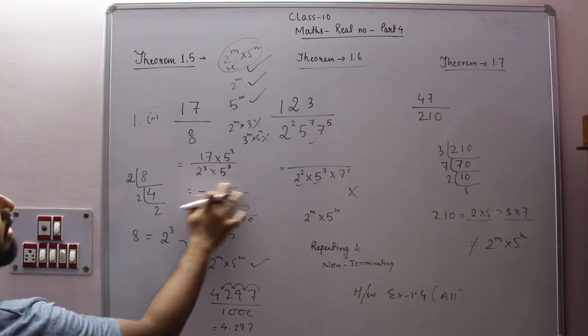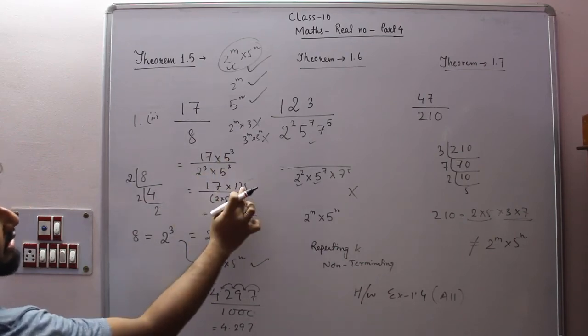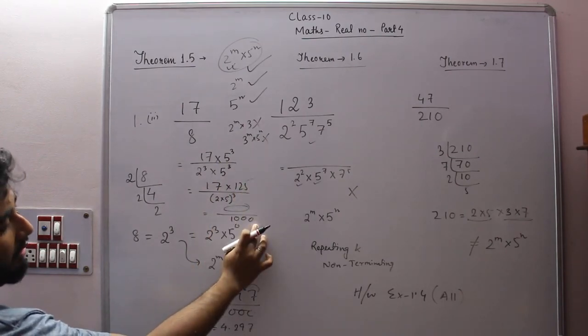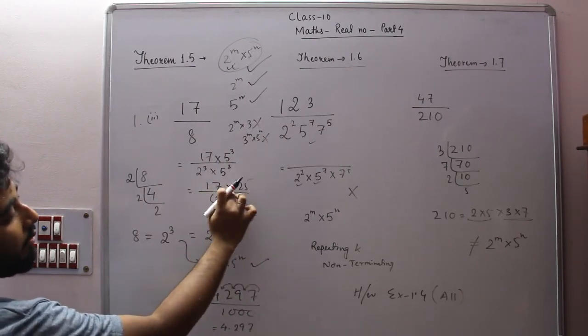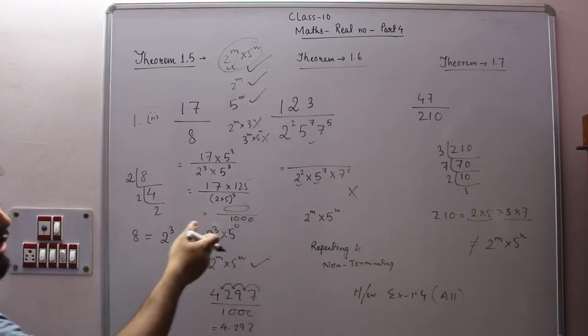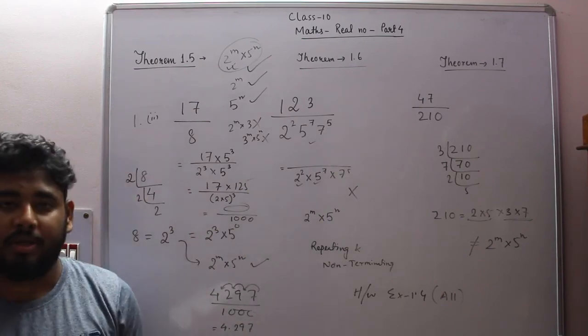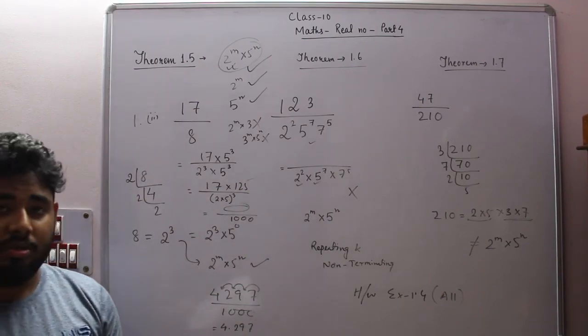Here what will you write? 17 into 5 power 3 means 125. You multiply this, divided by 1000 you will get. So 17 multiplied by 125, you do the multiplication, and divided by 1000 means what? 3 decimal places before. So in this way you have to carry out the calculation for the question number 2. Understood? Okay.